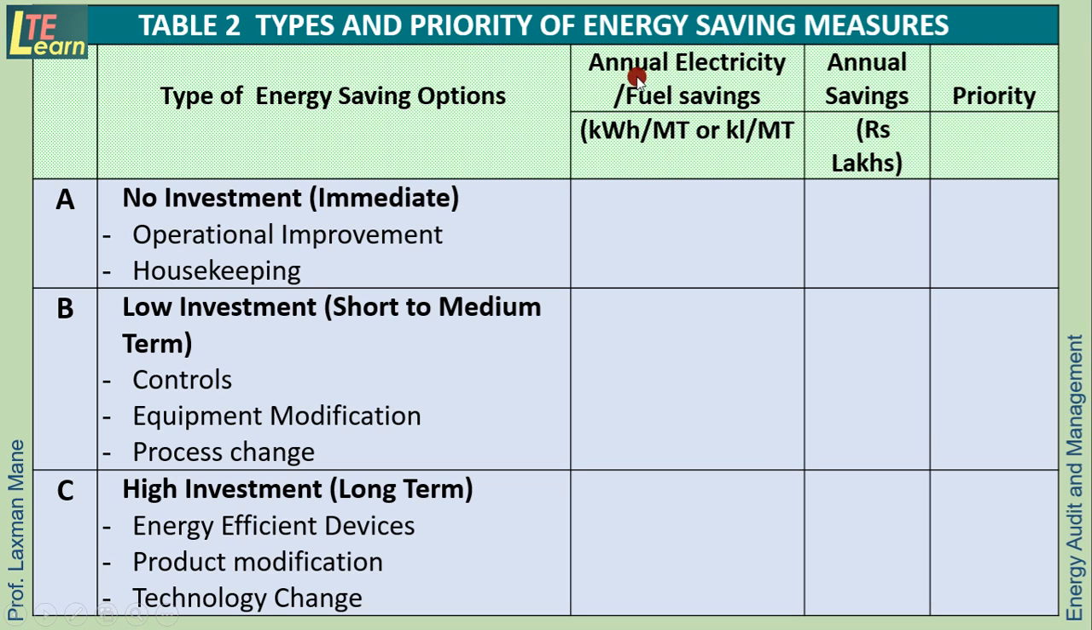Here, annual electricity or fuel saving, that is kWh per metric ton, is mentioned. Here annual savings are mentioned in lakh and priorities are given for these investments.